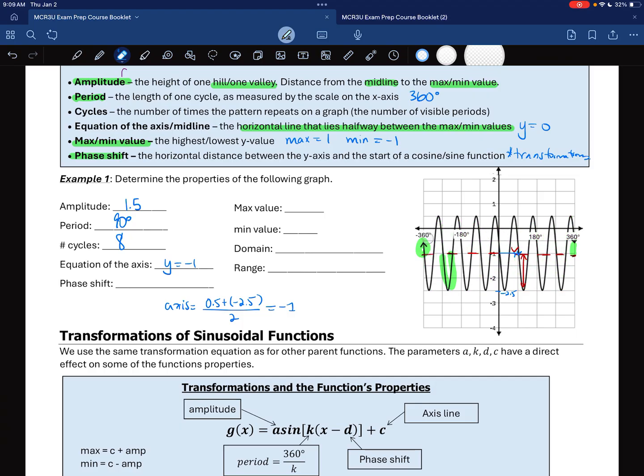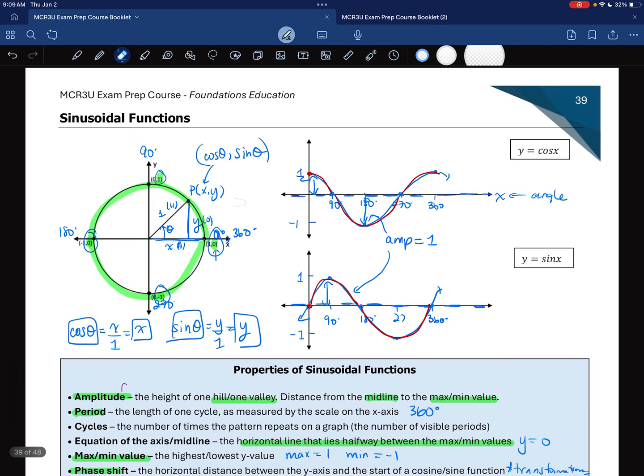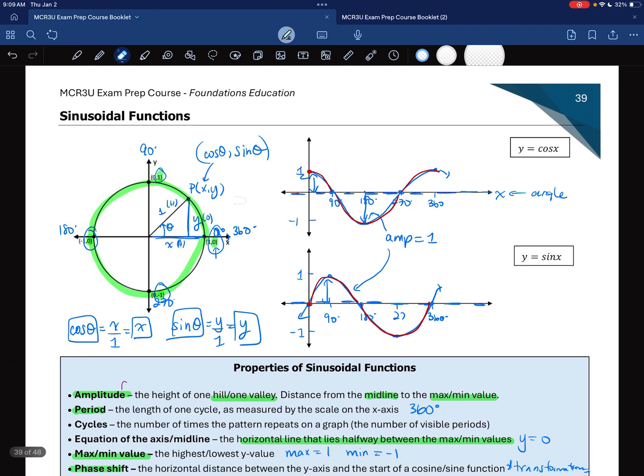The phase shift is the horizontal translation for when you take this graph and compare it to a normal sine or cosine function. This graph could be a sine or a cosine because they're basically the same graph. One is just a transformation of 90 degrees of the other. So if you were to go back to these graphs, they're basically the same graphs, except that they're transformations of 90 degrees of each other.